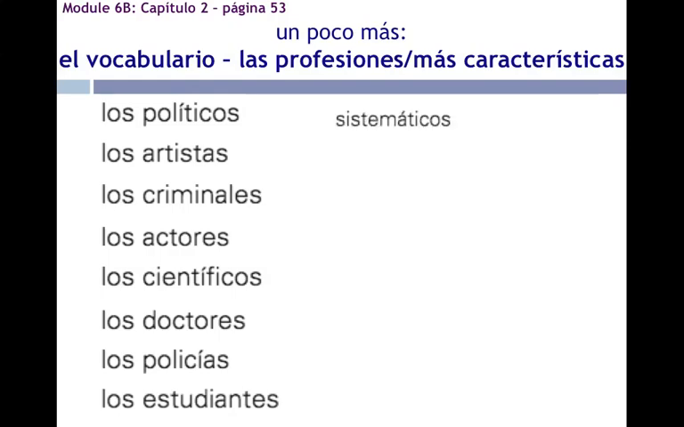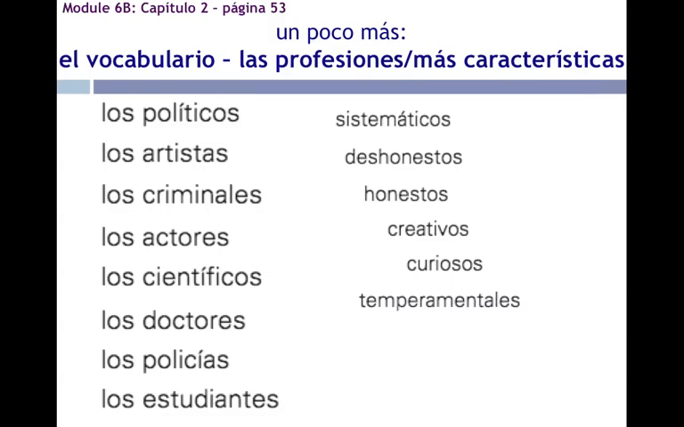Repitan: sistemáticos, deshonestos, honestos, creativos, curiosos, temperamentales, estudiosos, talentosos. So if I asked you, who are curious? So, ¿quiénes son curiosos? Give me a response to that. Pick one of las profesiones.